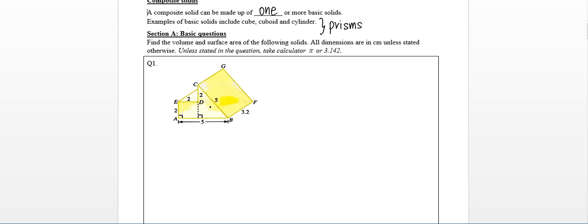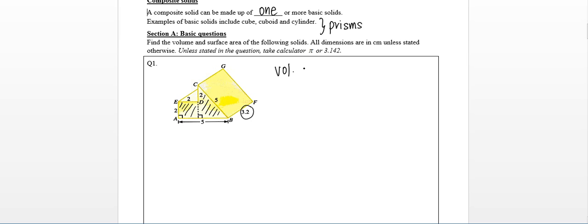Let us establish whether this is a prism first. If we take this as the base area of the solid, ask yourself, if you go parallel along this base area, down the length, will you get the exact same base area on the other side? The answer should be yes. So we have established that this is a prism.